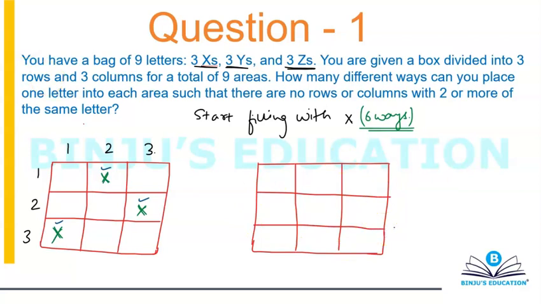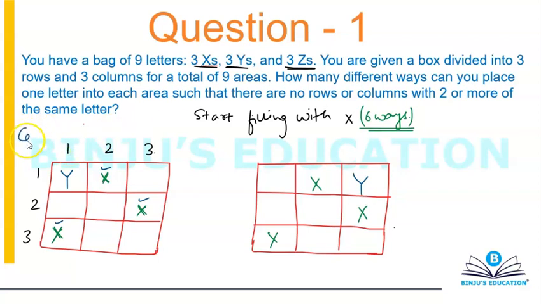And we're gonna have x, x and x. Now let's start filling in y. So if we talk about the first row, y can come at this position or y can come at this position. These are the only two possibilities that I can have with y. Now what about the second row?